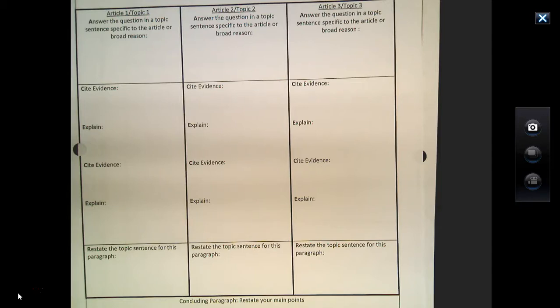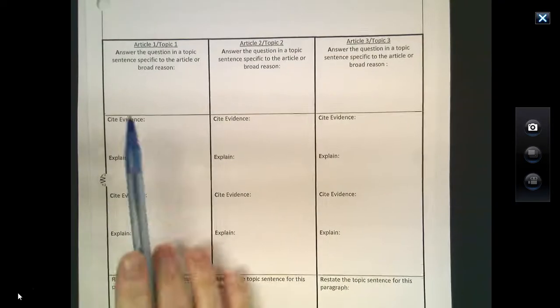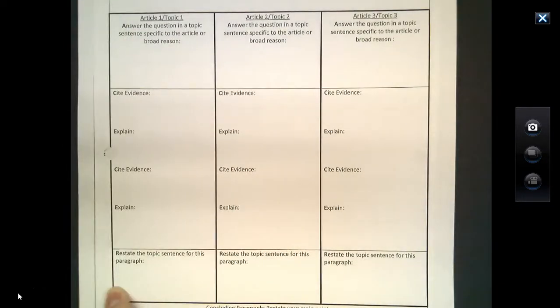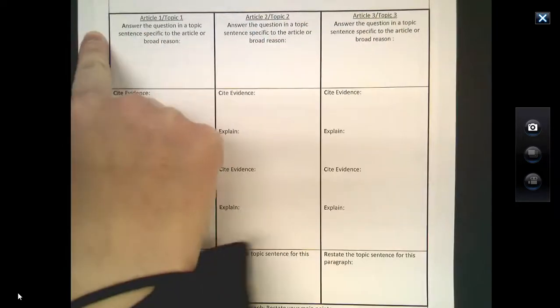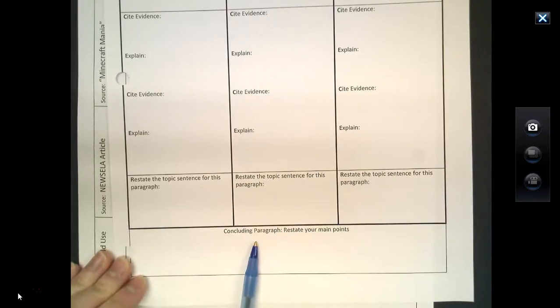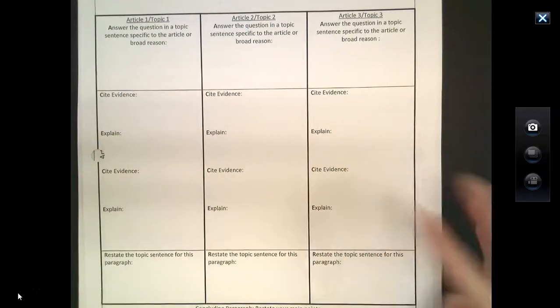Alright, so if you're organizing your essay by topic, what I'm going to show you right now is how you're going to plan out your body paragraphs. That's this part in the bold lines. We're not going to worry about the introduction paragraph right now, and we're not going to worry about the concluding paragraph right now. We're just going to work on the body paragraphs because that's the tricky part.